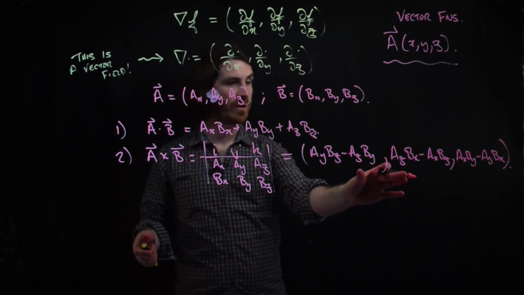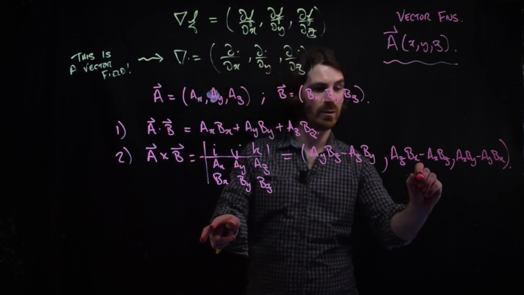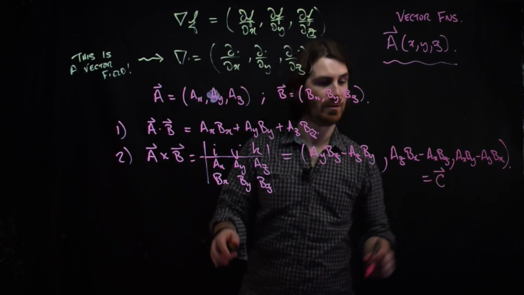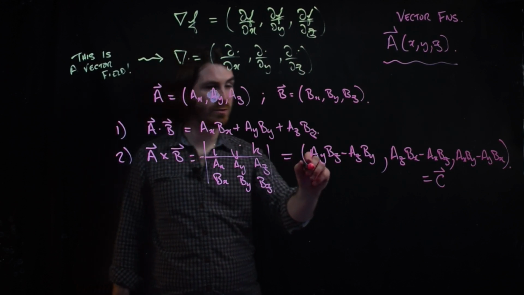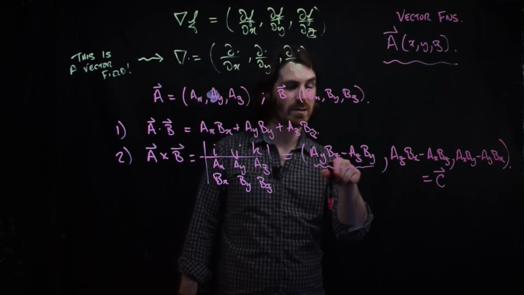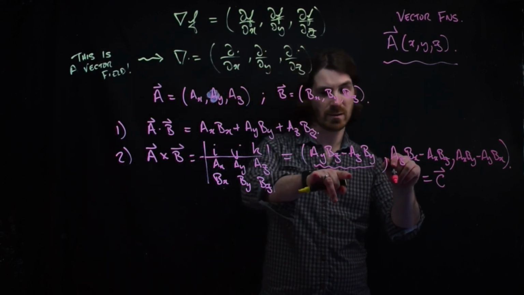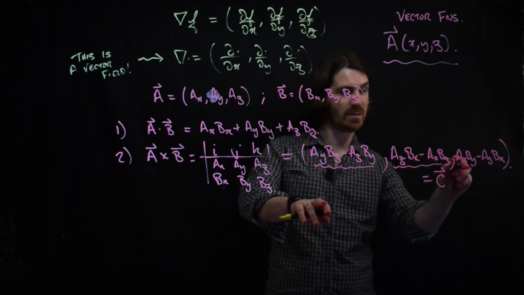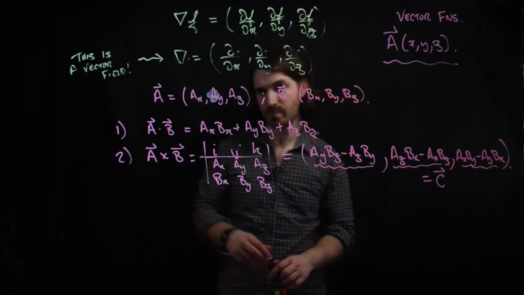So this is another vector, which we can call c if we want. It's got components ay bz minus az by. That's the x component. The y component is this, and the z component is this.